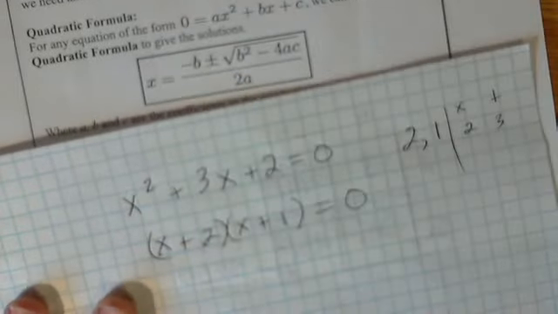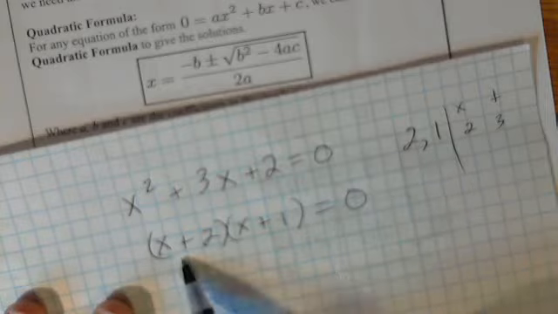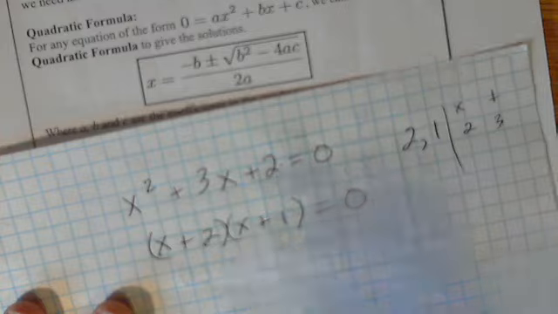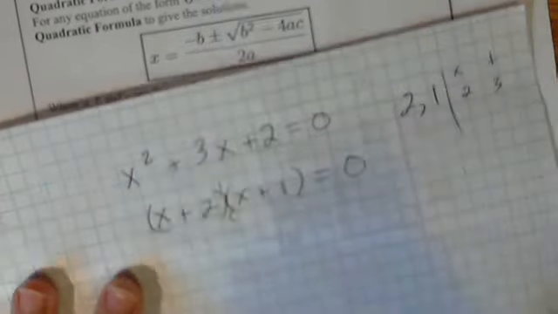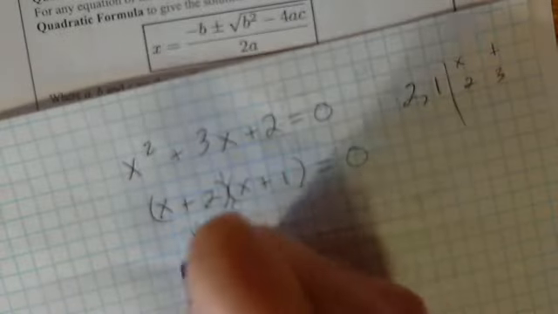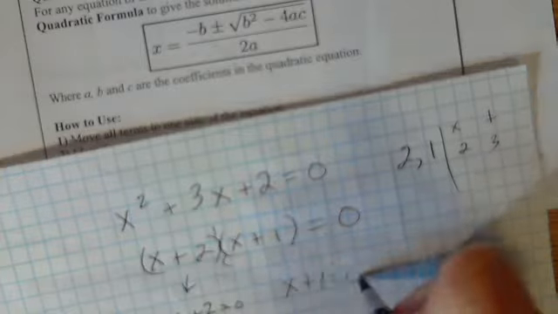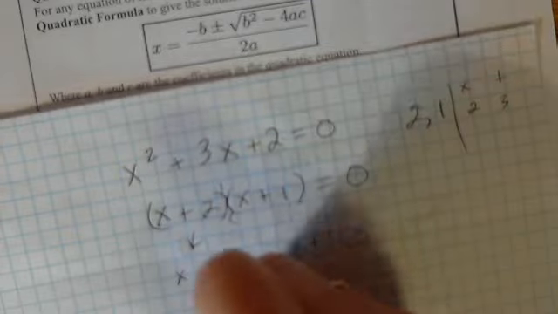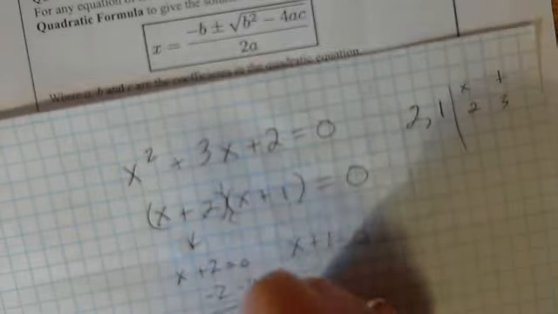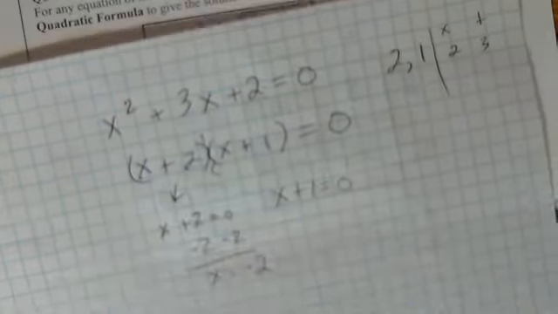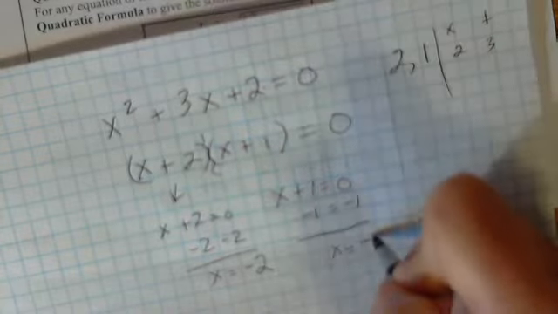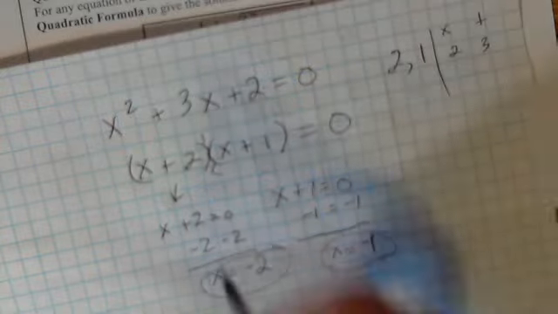Alright, and then we use that zero product property again because we want to know what value for x will make either one of these factors equal to 0, so that when I multiply, I get a total of 0. So I write two little mini equations. Either x plus 2 equals 0 or x plus 1 equals 0. Either this piece equals 0 or that piece equals 0. Then I solve my two mini equations, and I get x equals negative 2, and I get x equals negative 1. So again, two answers to a quadratic equation.